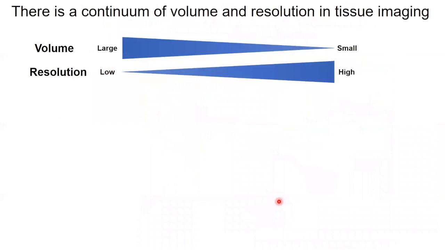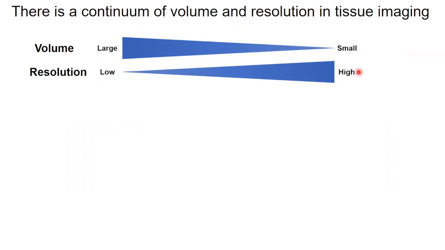And so when I think about imaging in tissues, I think of a continuum where we have large volume, low resolution images, and this can extend all the way up to very high resolution methods that have very small volumes. And this is really important because the scale at which you look at things tells you different things about the system and what you're looking at, and the context with which you can place the information that you're extracting from a sample.